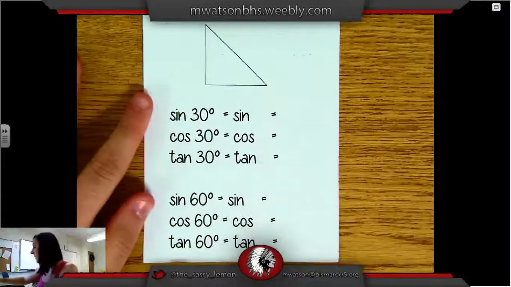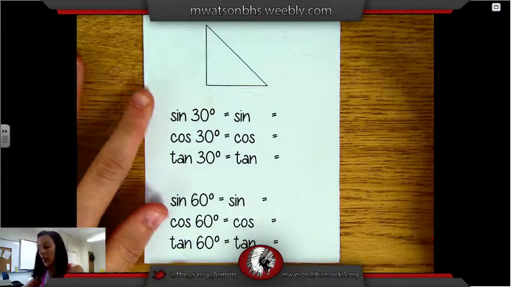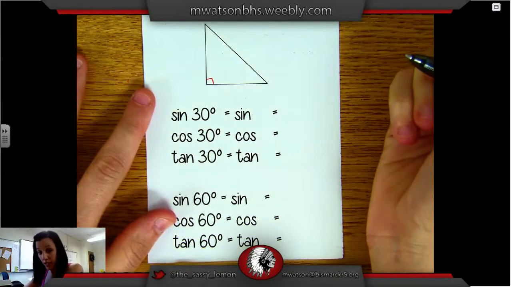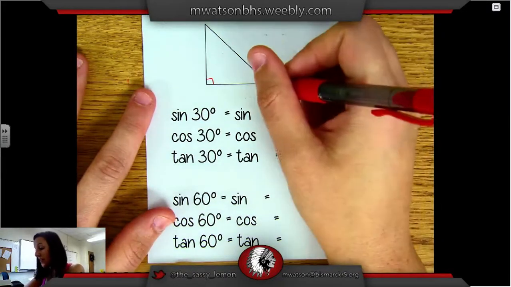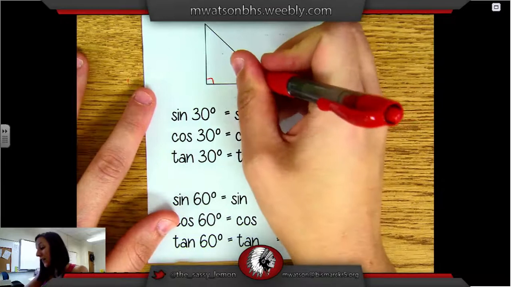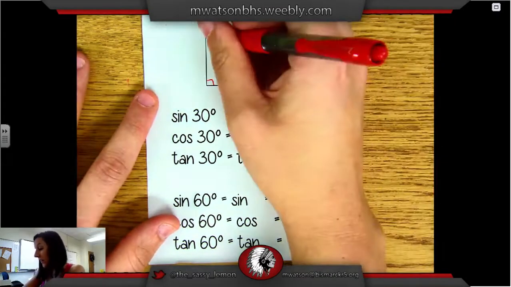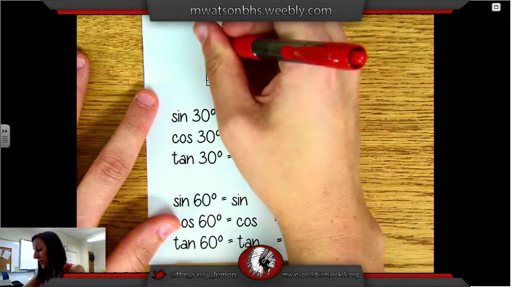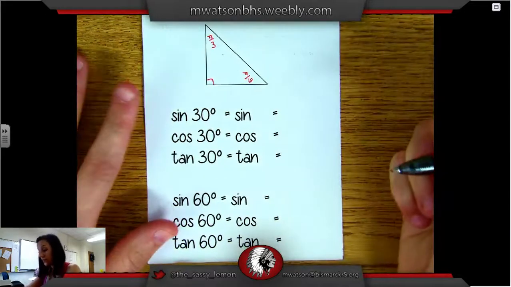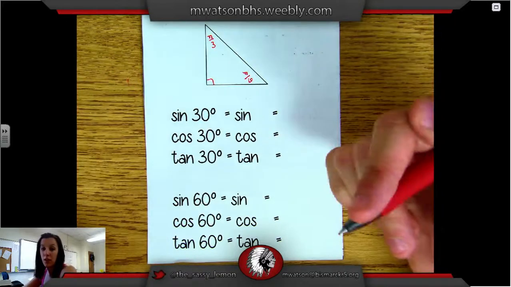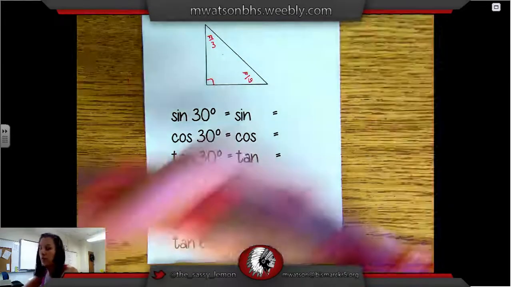Okay, so for the 30, 60, 90, I want you to realize that we want to write this in radians. So 30 degrees in radians is pi over 6, and 60 degrees in radians is pi over 3. The larger the denominator, the smaller the number, so that's why those are kind of weird like that.